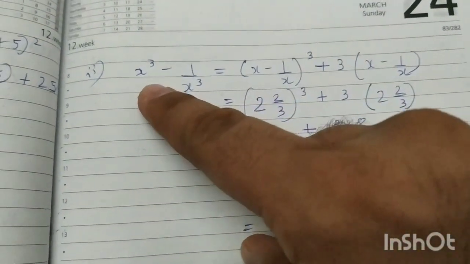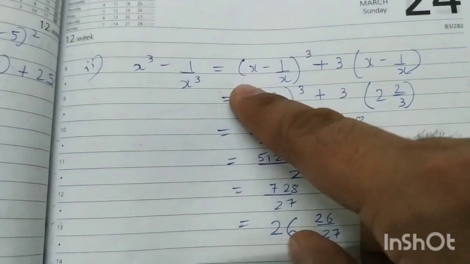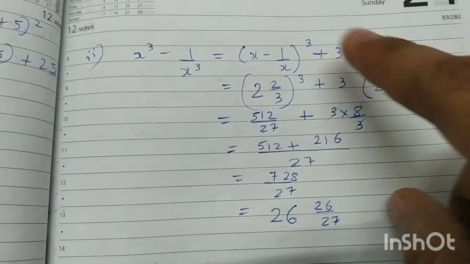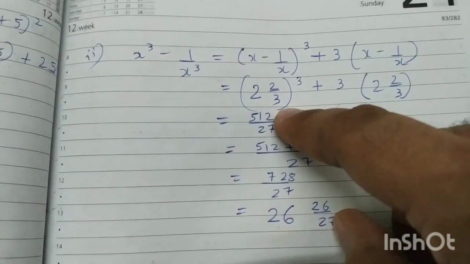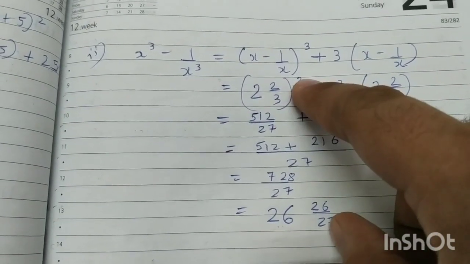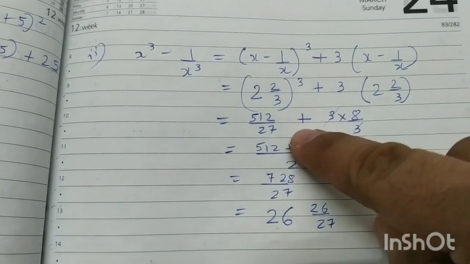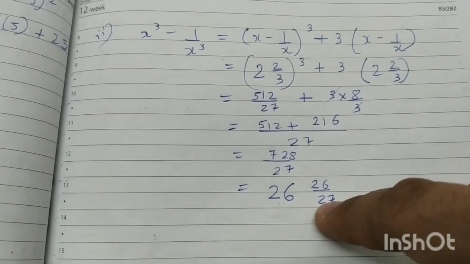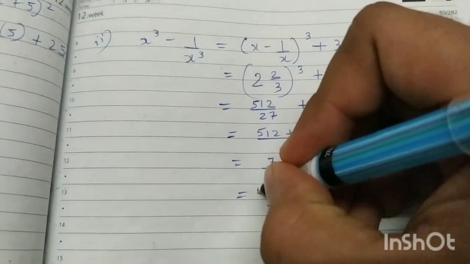In Roman number 2, they have asked us to find the value of x cube minus 1 upon x cube. So we use the usual formula and we substitute the value. It would have been better if I would have substituted 8 upon 3 here, because cubing becomes straightforward, and 3 and 3 get cancelled here. Remove LCM, solve further, and of course convert it into mixed fraction, as well as put the plus and minus sign.